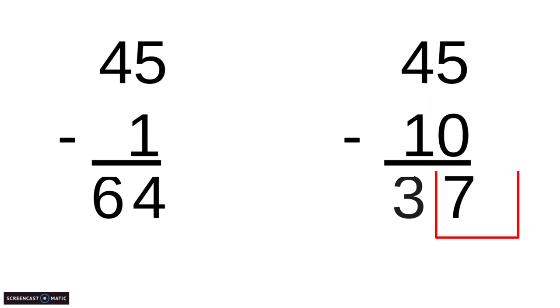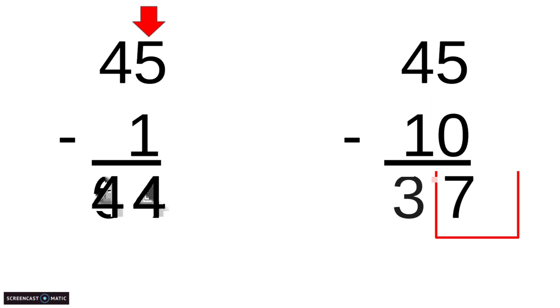Now I have 45 minus 1 and 45 minus 10. We always start with our ones. So 5 minus 1 equals 4. Now 4 minus 0, or 4 minus nothing, or 4 minus blank, equals 4. So 45 minus 1, or 45 with 1 hop back, equals 44.